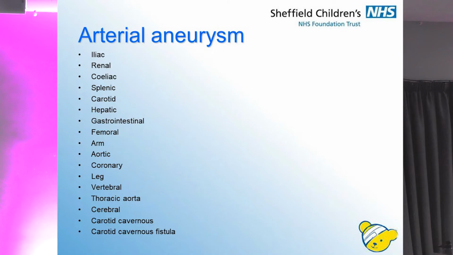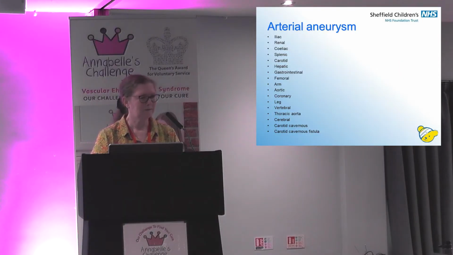And then arterial aneurysms, and these have occurred in 15% of our patients, picked up between the ages of 17 and 63. So again, it's a similar pattern, not unexpected across all three types of arterial disease. Iliac and renal, again, most common here. And then we have carotid cavernous sinus fistula at the bottom, and 3% of our patients have had one of those and needed treatment for it.